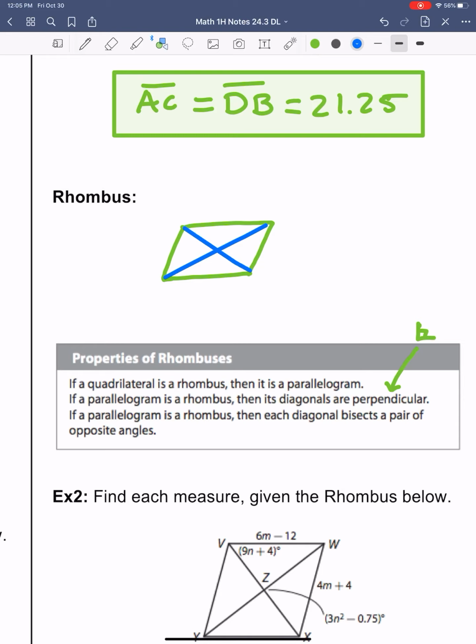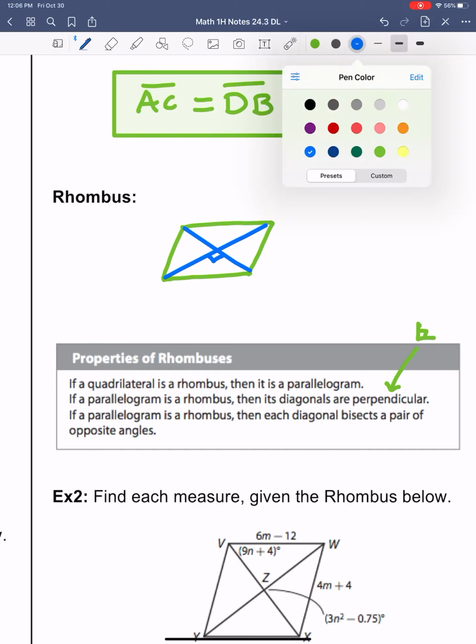Okay, so that means the diagonals are creating a 90-degree angle. So each one of those angles inside there is 90 degrees. And then it says if a parallelogram is a rhombus, then each diagonal bisects a pair of opposite angles. So that means it's cutting in half these angles here, right?